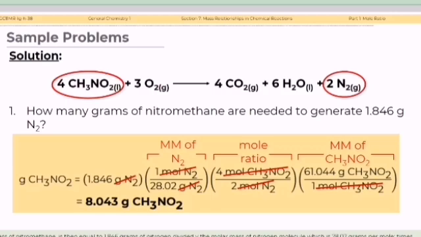The mass of nitromethane is then equal to 1.846 grams of nitrogen divided by the molar mass of nitrogen molecule, which is 28.02 grams per mole, times the mole ratio 4 moles of nitromethane per 2 moles of nitrogen times the molar mass of nitromethane, which is 61.0454 grams per mole. Again, check your periodic table for the molar mass of elements used. Simplifying the equation, we have 8.043 grams of nitromethane.